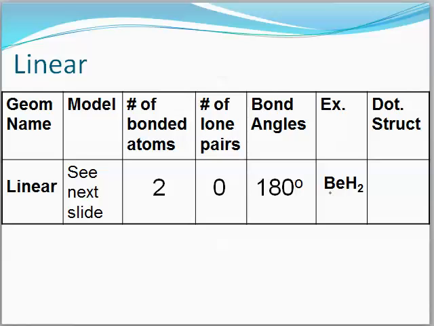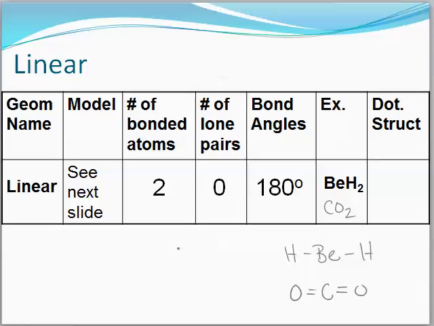Examples that we would see here would be something like BeH2. If we were to create the Lewis dot structure, we would have something that looks like this. Another example that you would be familiar with would be something like CO2. So here is where you have carbon double bonded to two different oxygens. Note that in both examples, we have two atoms bonded to our central atom. So we have two hydrogens bonded to beryllium. Down here, we have two oxygens bonded to carbon.